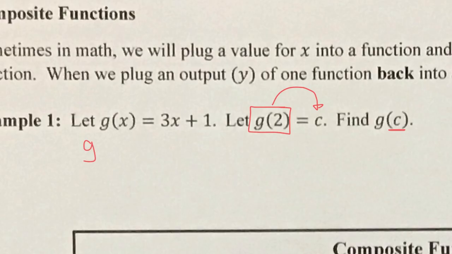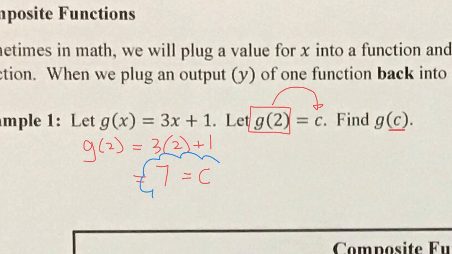Let's first find g of 2, which means replace x with 2. So we replace x with 2. 3 times 2 is 6. 6 plus 1 is 7. So we're calling this now c. I have named my answer c.